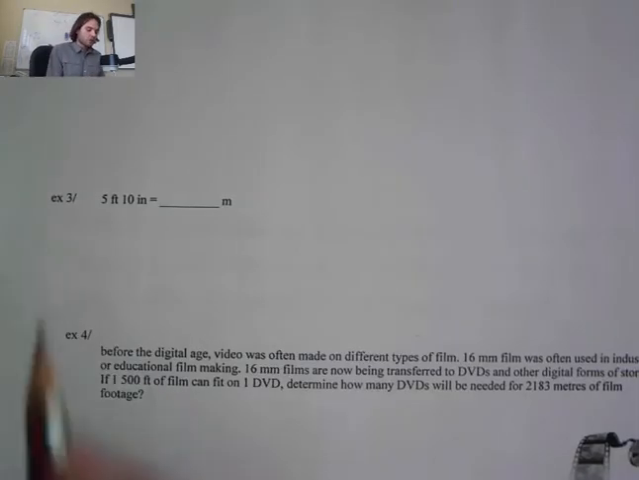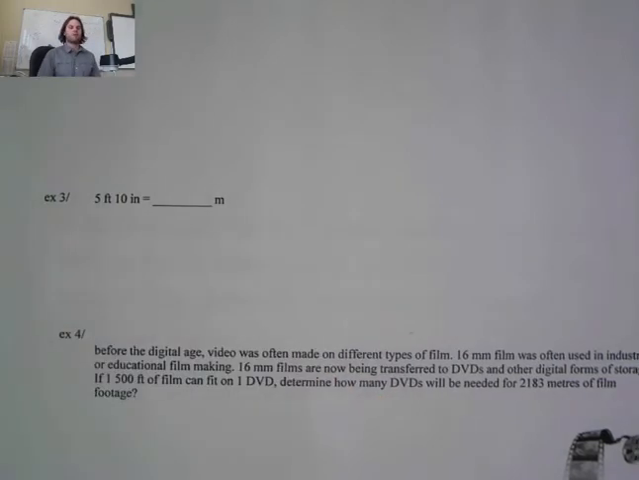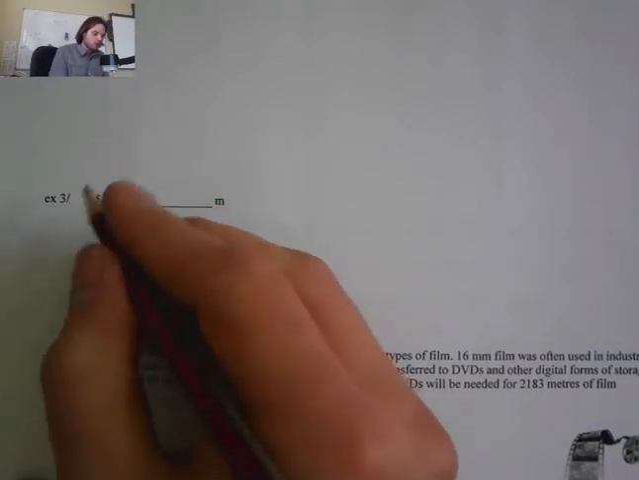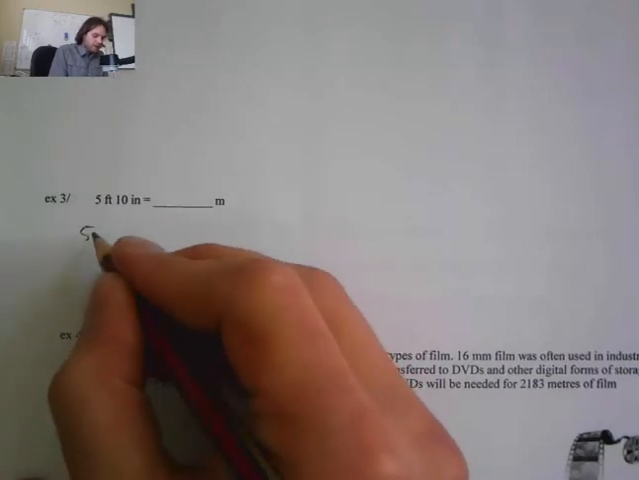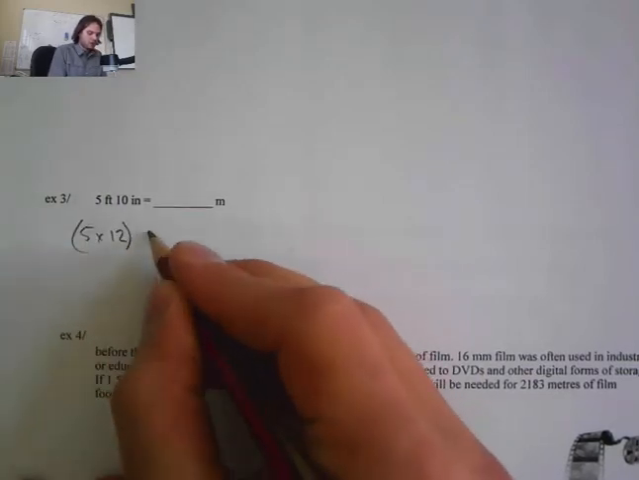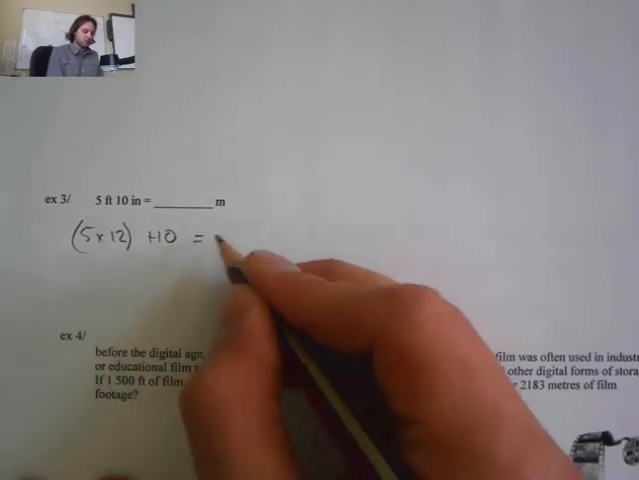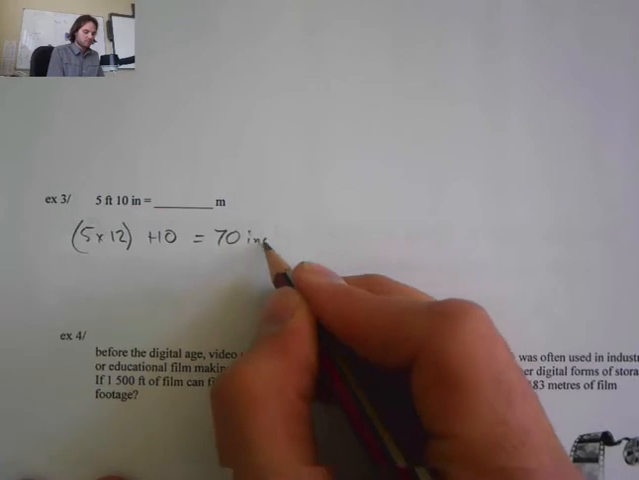Okay. So let's take a look at this question, example 3. We have 5 foot 10 inches and we want to convert it to meters. So first let's maybe convert it to inches, and then from inches we'll convert it to centimeters, and from centimeters we can convert to meters. So 5 feet is 5 times 12, which will give me my inches. Then we have to plus 10. So that's going to give me a total of 60 plus 10, which gives me 70 inches.